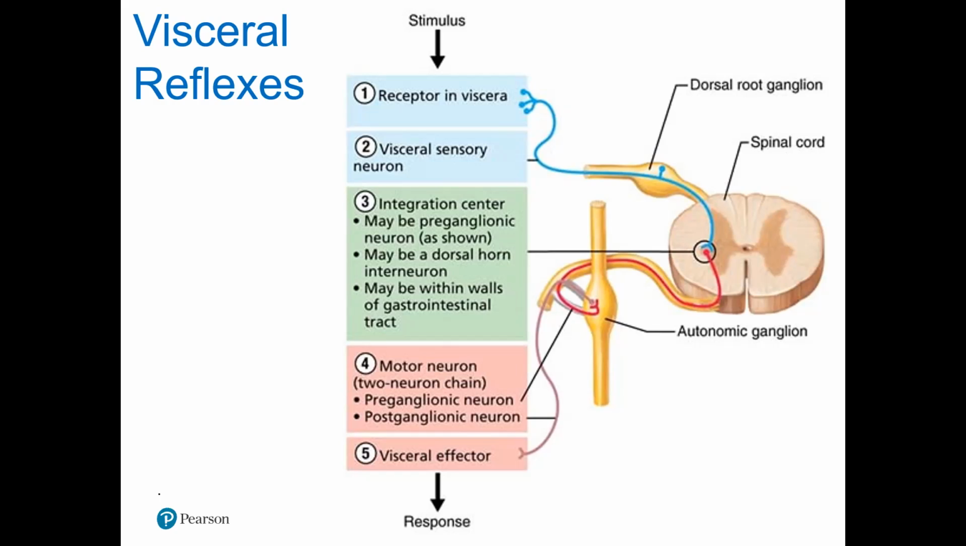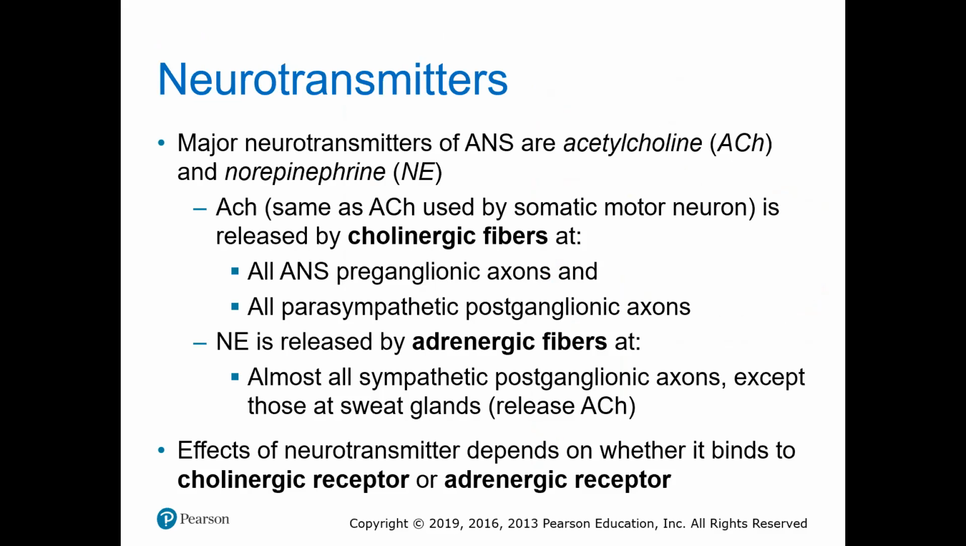And so here, instead of being a simple motor neuron going out to the effector, we have a pre and post ganglionic neuron involved in the process, and we get our reflex that way. It's a visceral effector. And our neurotransmitter is going to be acetylcholine or norepinephrine. So the neurotransmitters involved here are acetylcholine and norepinephrine.